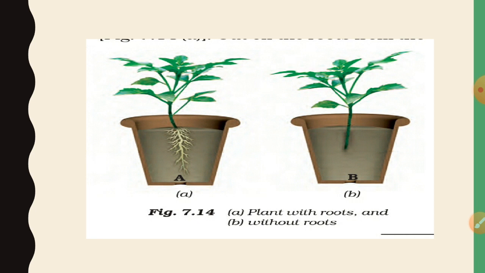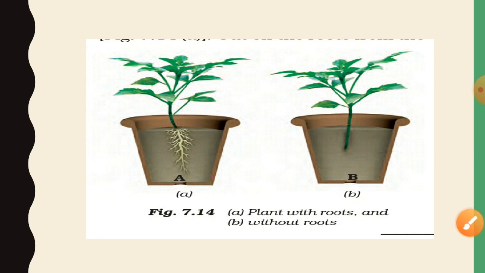Obviously, you can answer it. The plant A, which has roots, will survive longer, because roots are important for the plant. They anchor the plant to the soil. Also, they absorb water and minerals for it. So, the chances of survival are for plant A.